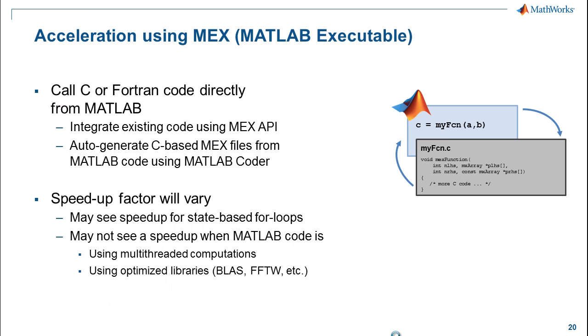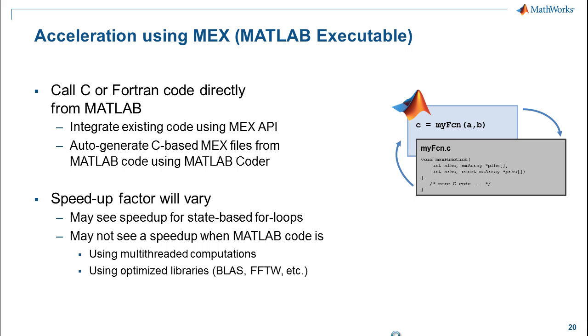MATLAB has this MEX interface, or MATLAB executable interface, which allows you to bring C or Fortran code directly into MATLAB. So you can call these C or Fortran functions from MATLAB. And this will help you to optimize the performance in some cases when your for loop is state based, so each following iteration of the for loop is dependent on the previous one. Sometimes this may give you some speed up. Now, if you don't have these C functions, you can use the MATLAB Coder product to generate C functions out of your MATLAB functions and then mix them.